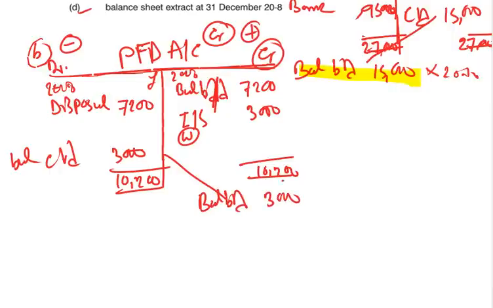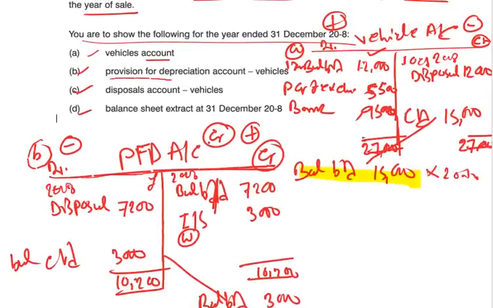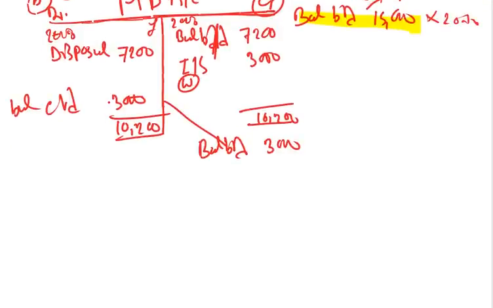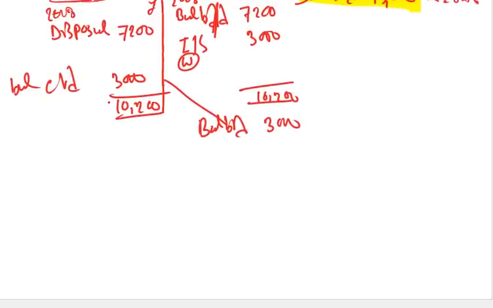This is the second requirement. And bear in mind, as I told you before, there will always be three requirements. One for the asset account itself, one for the provision for depreciation, and the final one for the disposal, whether you're making a profit or loss or not. They said to us that we have to do an account, but let me quickly show you the workings, how you do the disposal, profit or loss on disposal.